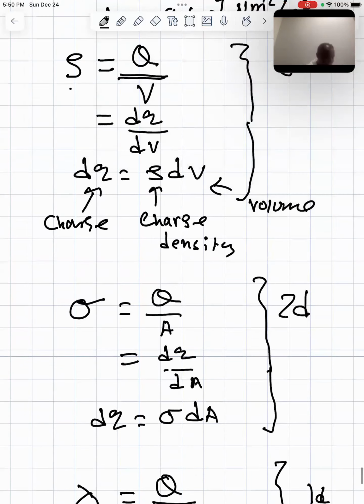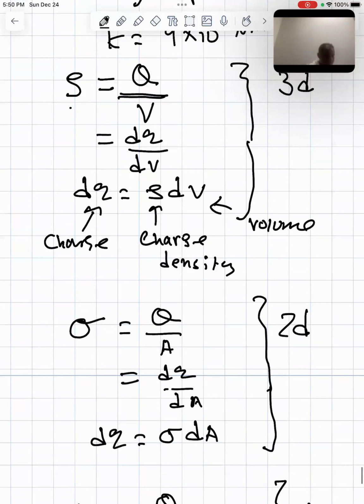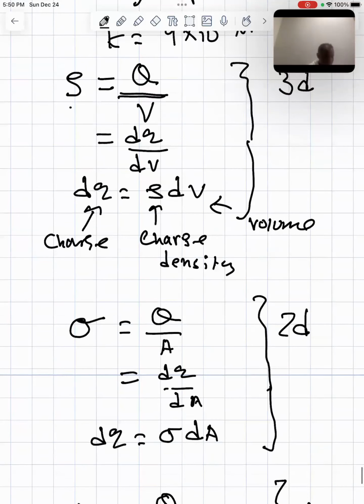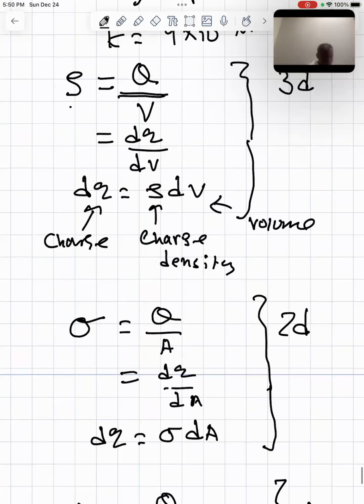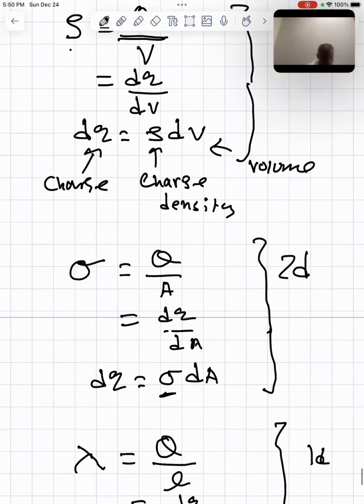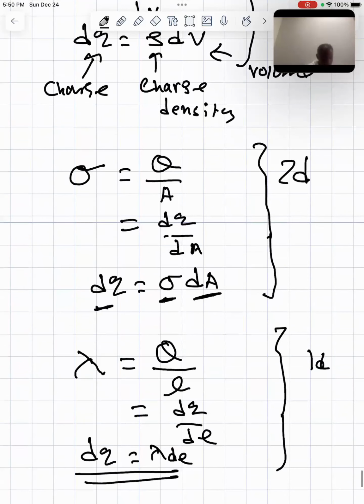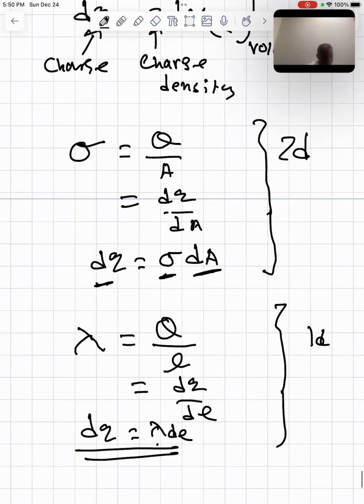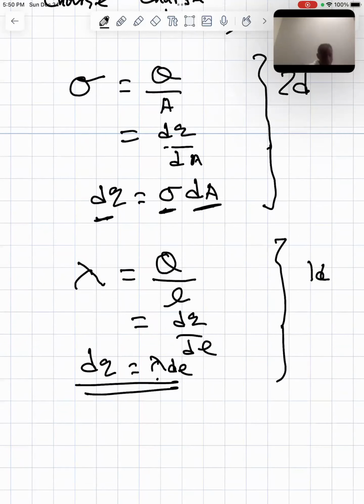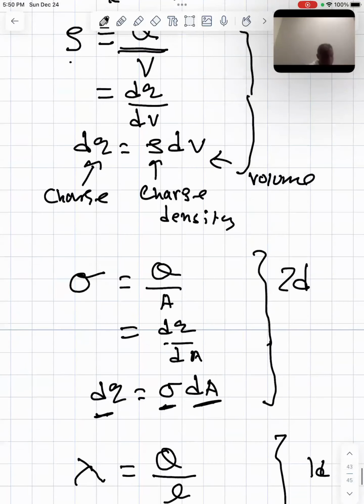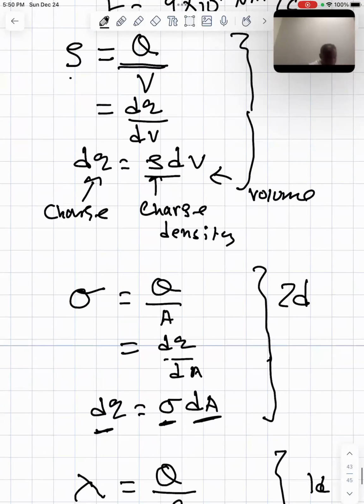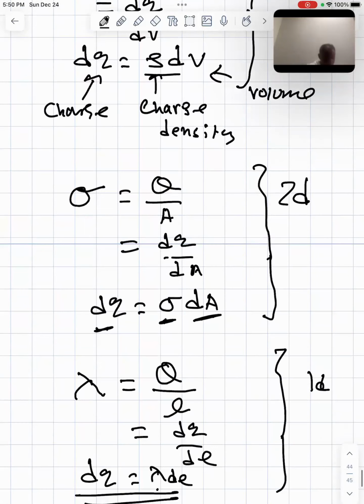You have to know charge density, total charge divided by volume for a 3D system, dq by dV. For a two-dimensional system, dq is sigma times dA, where sigma is the charge density, dA is a small amount of area, and dq is a small amount of charge. Or dq is lambda times dL, where lambda is the charge density. Now the problem is not calculating the electric field. The problem is that you have to know this.